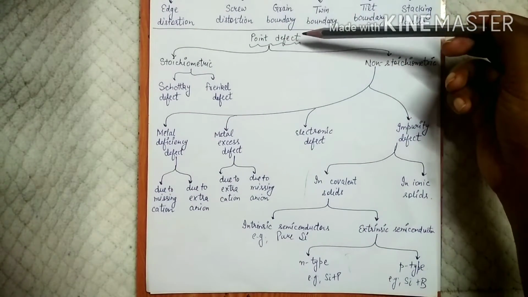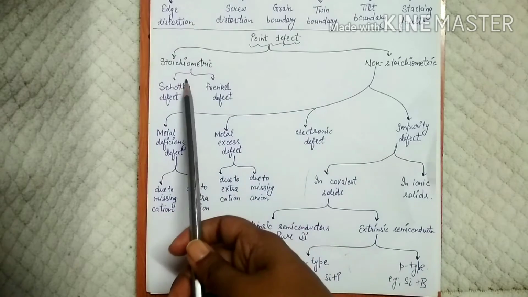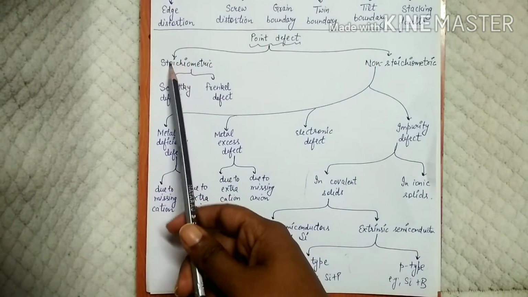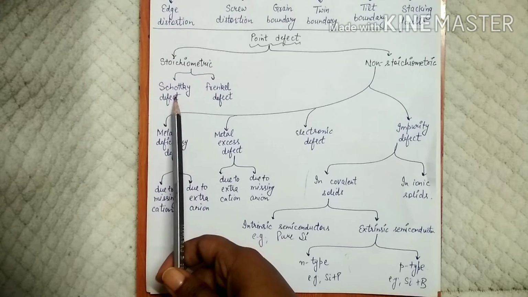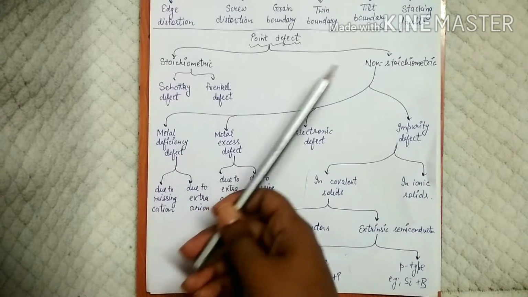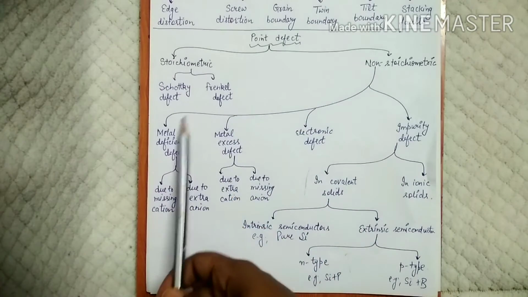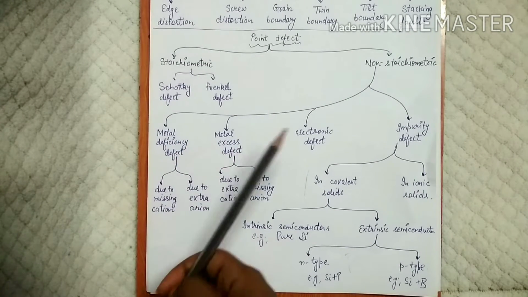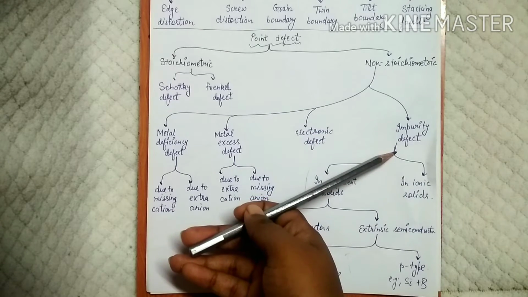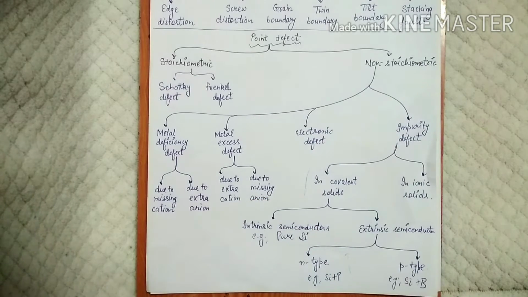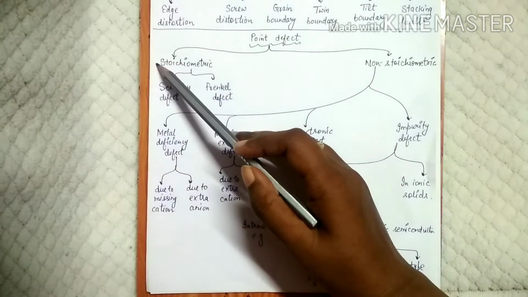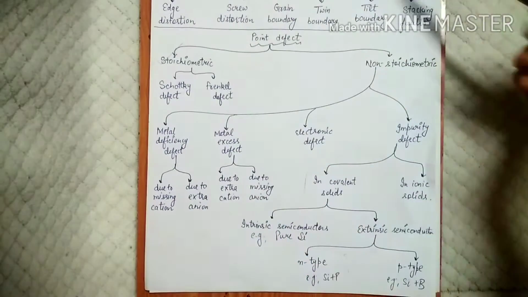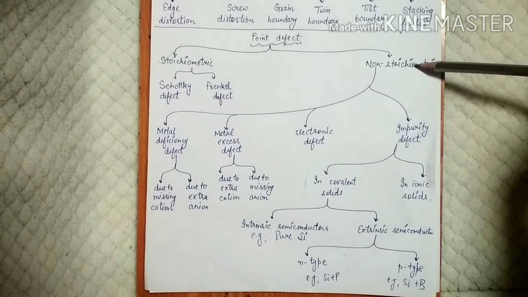If we talk about the point defect, these are of two further types: stoichiometric and non-stoichiometric. Stoichiometric defects are of two types: Schottky and Frenkel defects. Non-stoichiometric defects are of four types: metal deficiency defect, metal excess defect, electronic defect, and impurity defect. First we'll study the stoichiometric defects, that is Schottky and Frenkel defect. After that we'll go ahead with the non-stoichiometric defects.